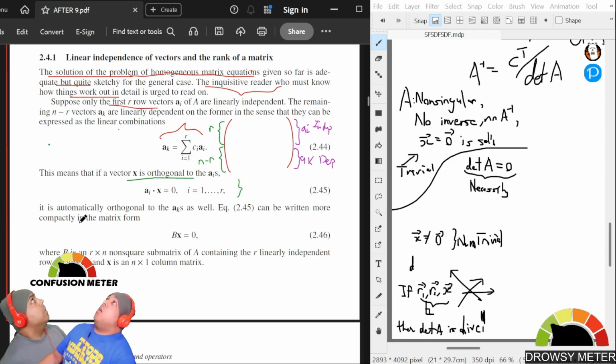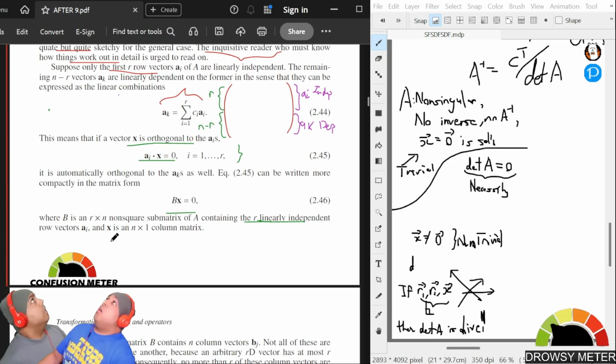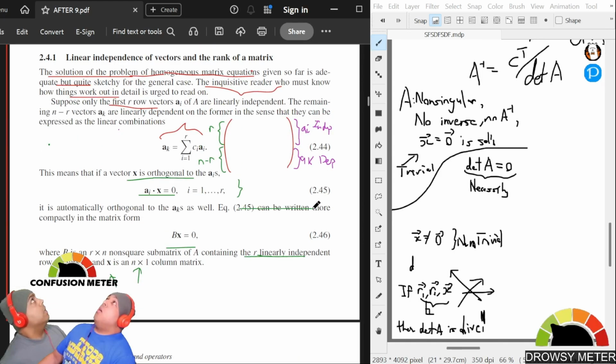This can be written more compactly in matrix form. Bx equals 0, where B is an r by n non-square submatrix of A containing the linearly independent guys, and x is the normal n by 1 column matrix. Can be written more compactly: ai dot x.